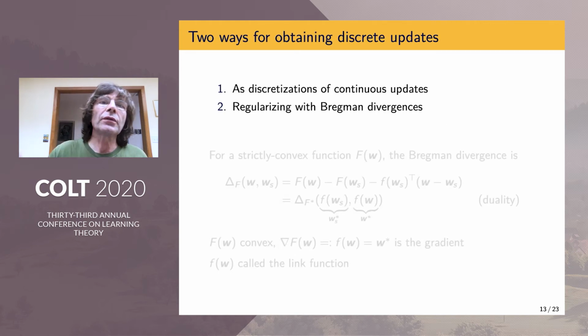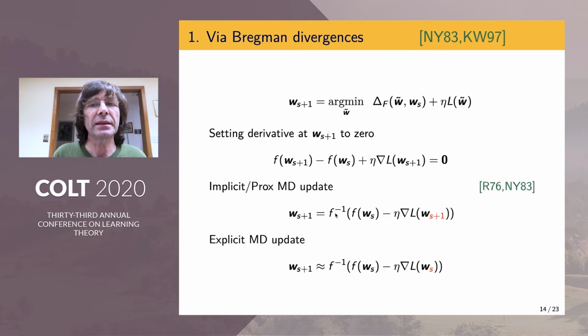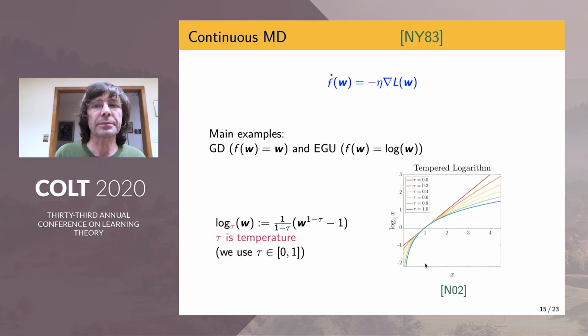Good. How do I go from continuous updates to discrete updates? Well, I can use Bregman divergence. I can do discretization or use Bregman divergences. Here's the Bregman divergence definition. There's a duality. This is the usual way in which we derive updates in the community. This is mirror descent. If you do this direct minimization, you end up with the implicit update, the future gradient, but you can approximate it with the old gradient. Okay. Good. So continuous mirror descent is this one.